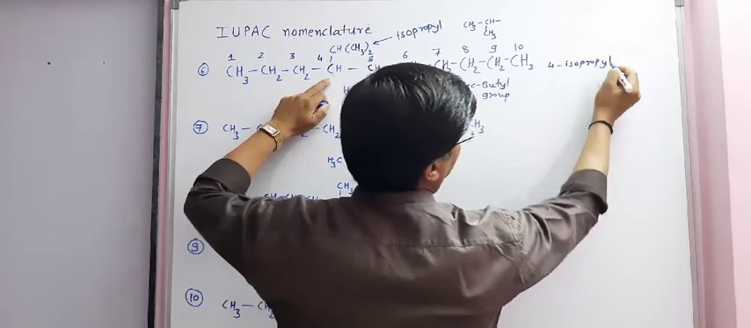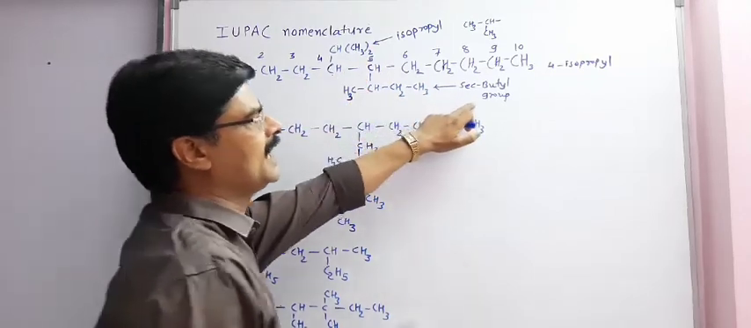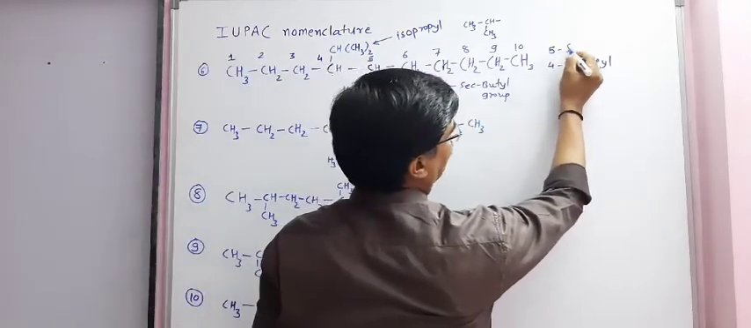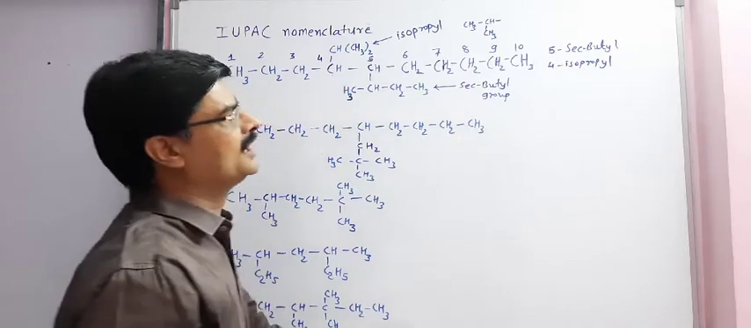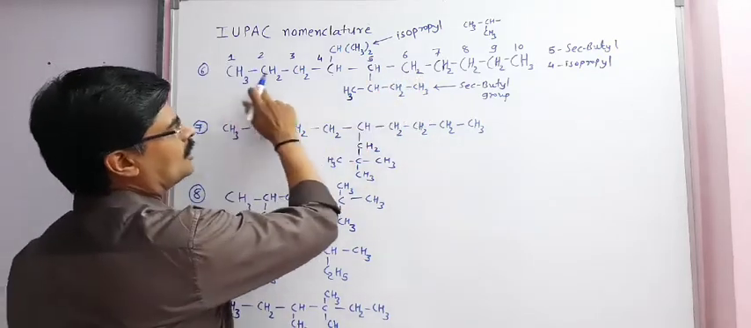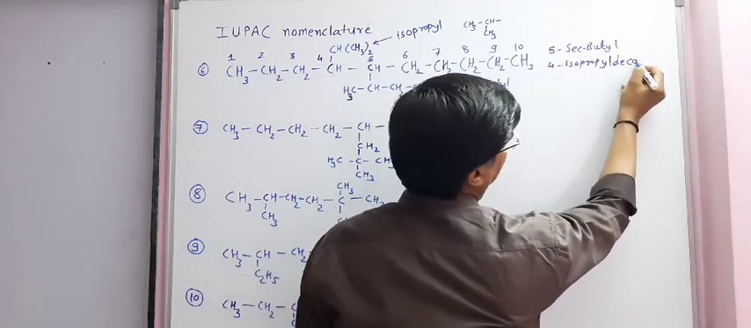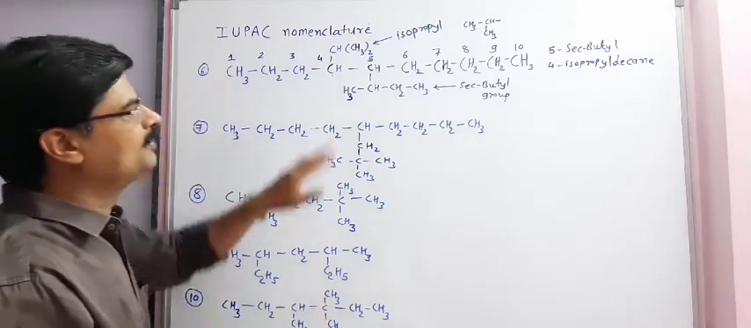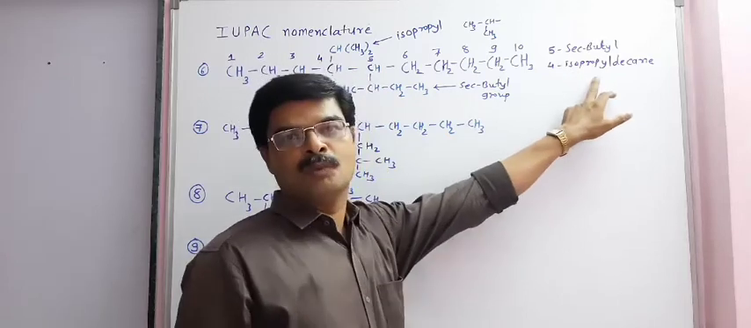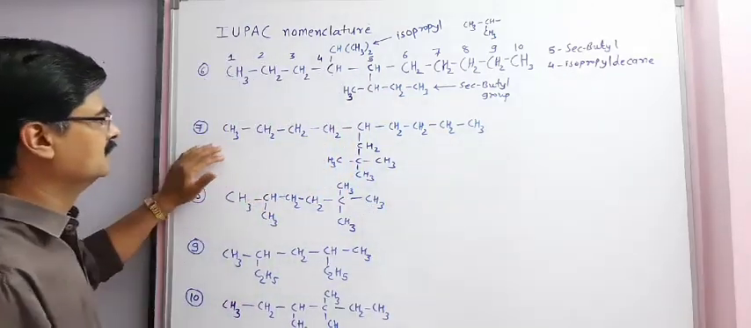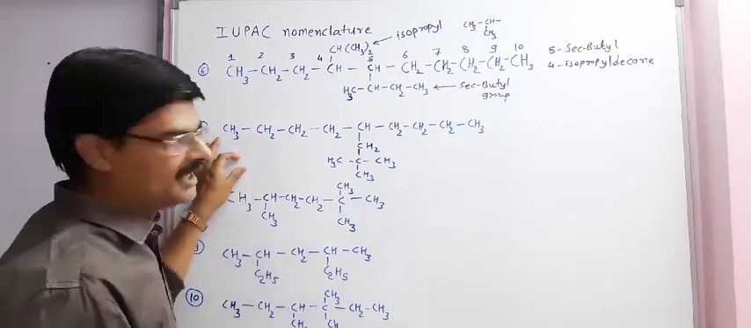4-isopropyl. But on 5 number carbon we have secondary butyl group. So first we will write 5 secondary butyl, 4-isopropyl, and total number of carbon atoms of the longest chain are 10. That is why decana. So once more, the name of the compound will be 5 secondary butyl, 4-isopropyl decana. Now next, first of all, we will give the number for the longest possible chain of carbon atoms.